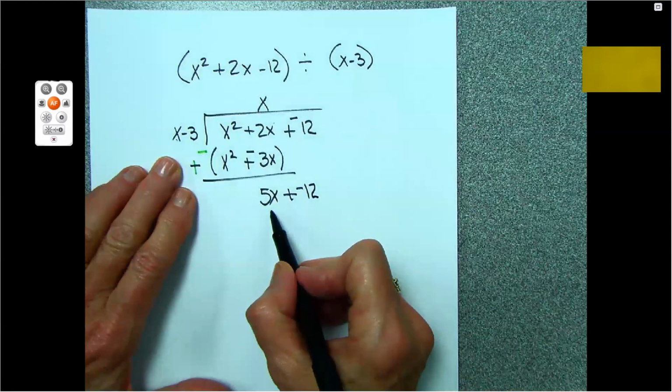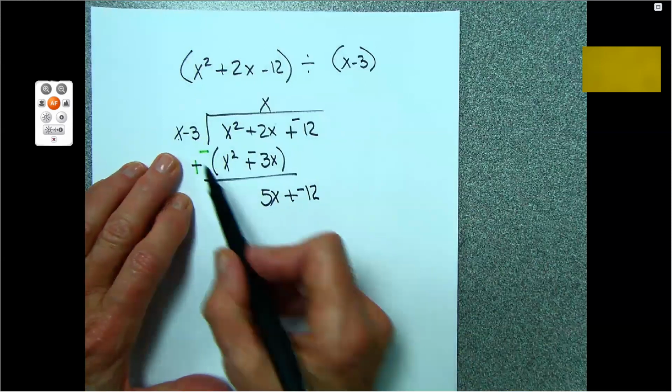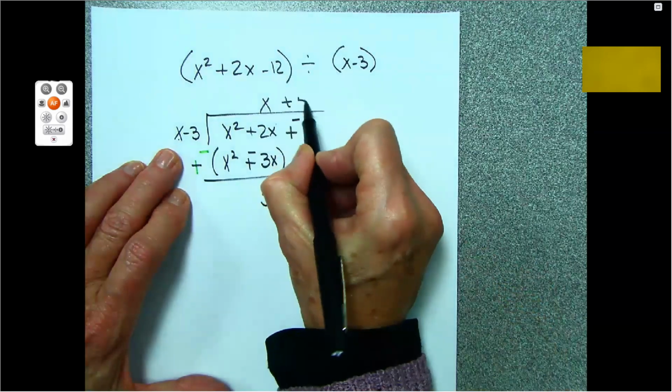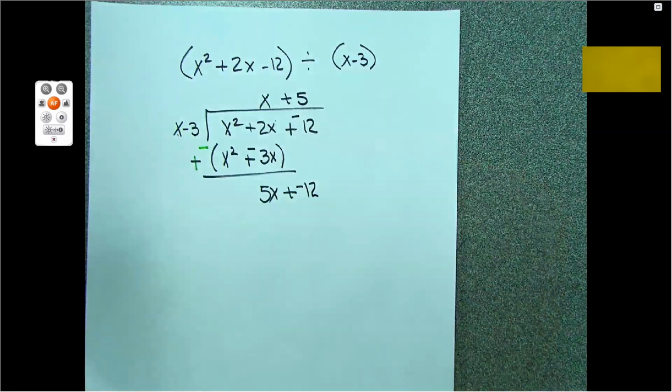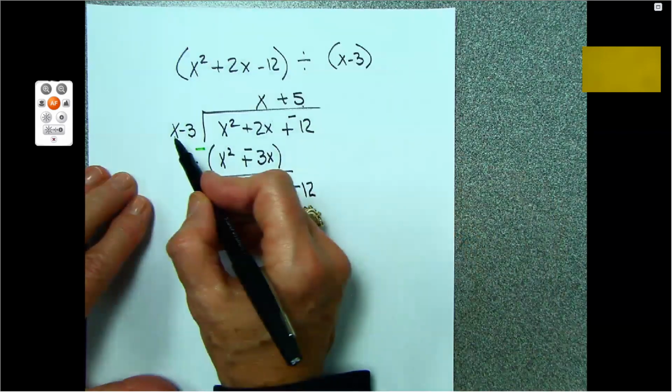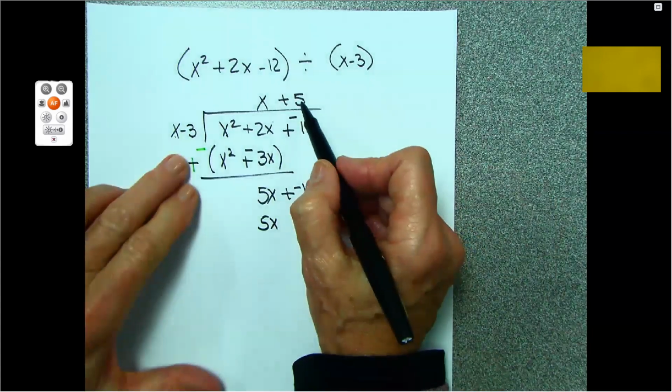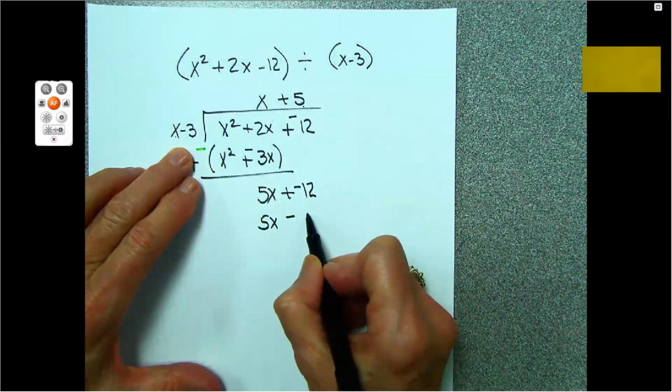X goes into 5x how many times? X times what would give you 5x? 3. I think it's 5. Yep. That's okay. I make mistakes too. So 5 times x is 5x. Yep, that's good. And 5 times a negative 3 is a negative 15.